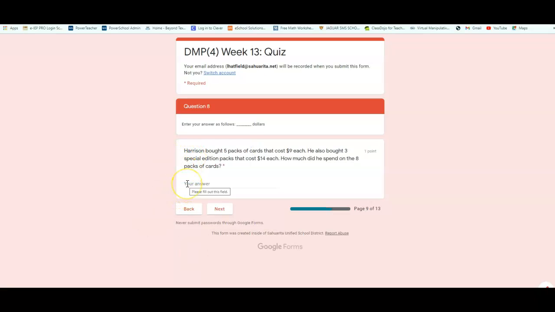Enter your answer as follows, either blank dollars or with the $ sign. Harrison bought 5 packs of cards that cost $9 each. He also bought 3 special edition packs that cost $14 each. How much did he spend on the 8 packs of cards?